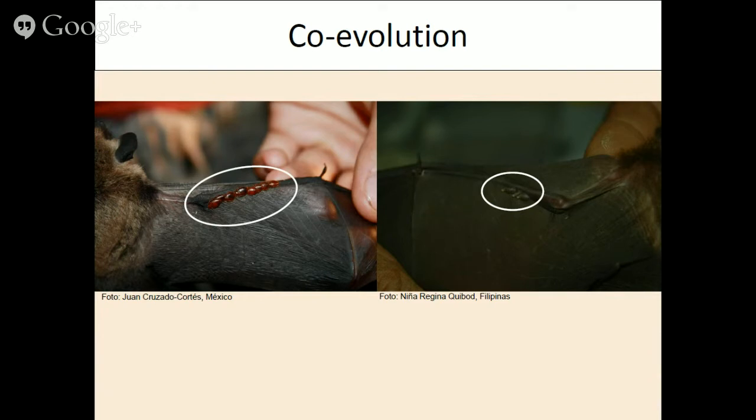I show you here some pictures of bats. I like to work with bats. I collected these pictures from a group of people that is working with bats. On the left, these small spots are lesions, and according to the researchers that found these bats, they looked apparently healthy. And on the right we have some myiasis, these worms that grow inside the skin of the host, and in this case the bat was apparently healthy.